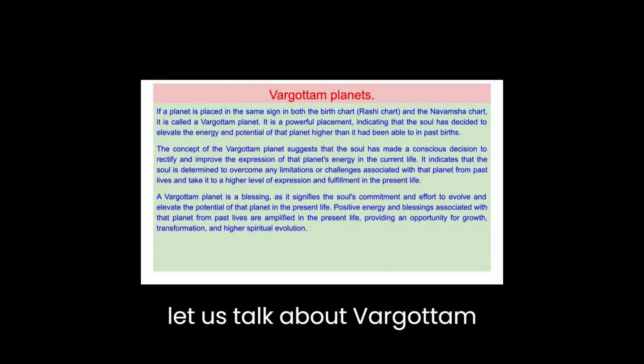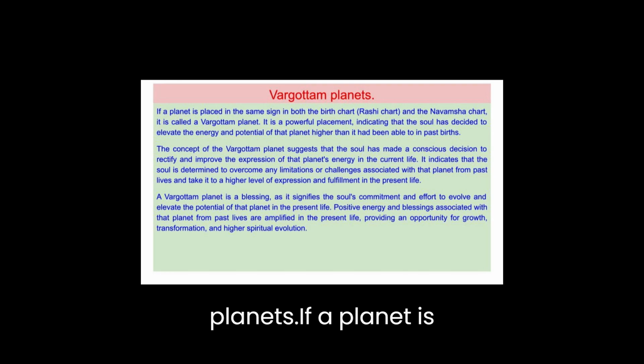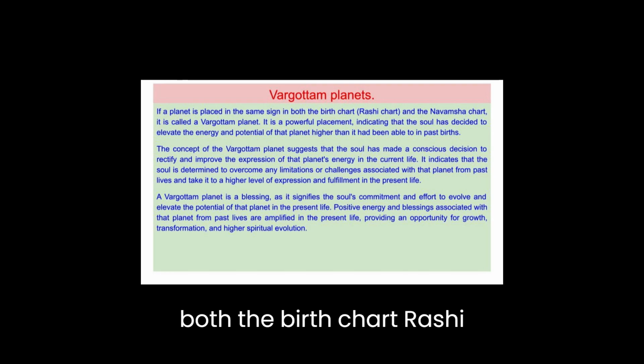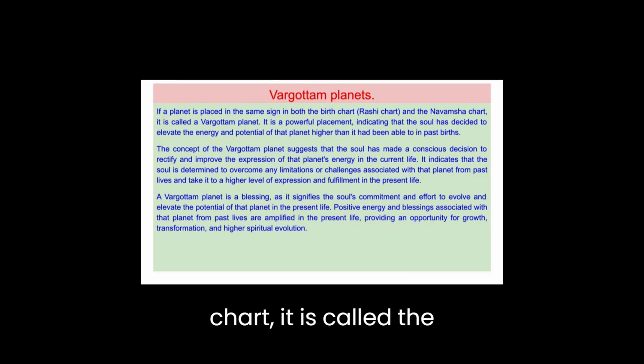Now let us talk about Vargatam planets. If a planet is placed in the same sign in both the birth chart, the Rashi chart, and the Navamsha chart, it is called a Vargatam planet.